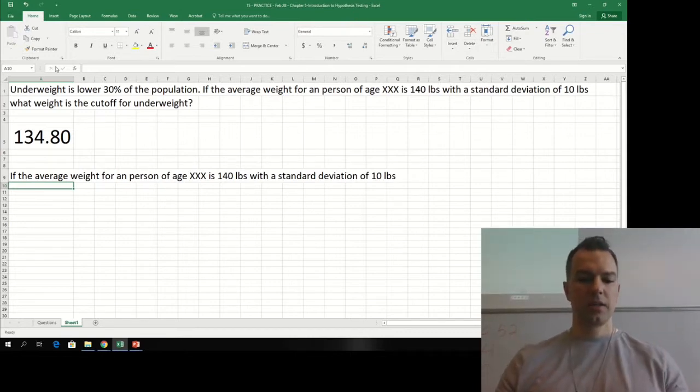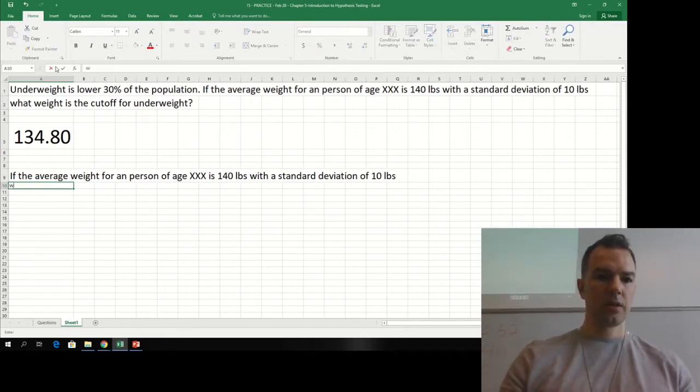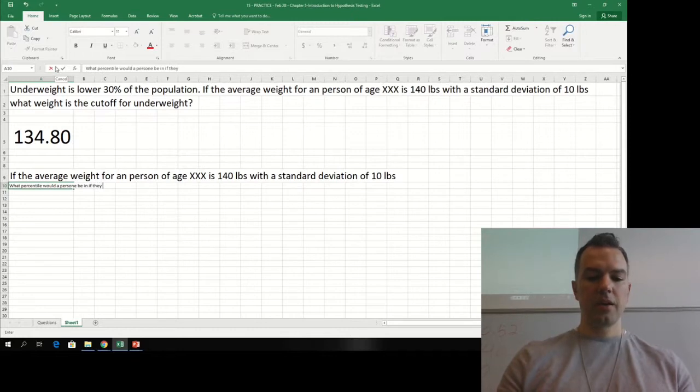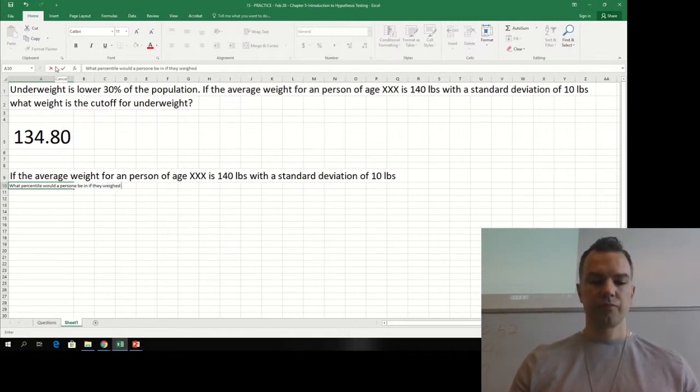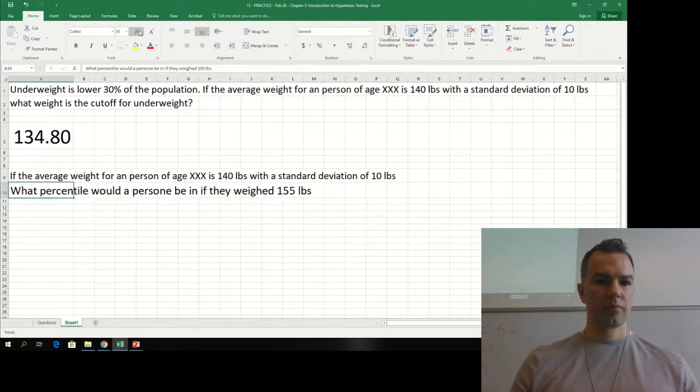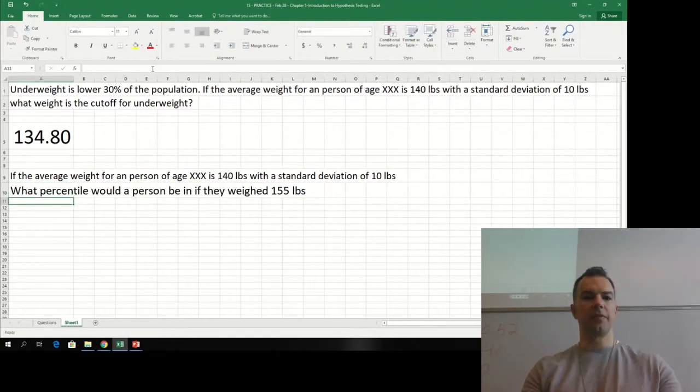What percentile would a person be in if they weighed 155 pounds? All right, so what percentile would a person be if they weighed 155 pounds?